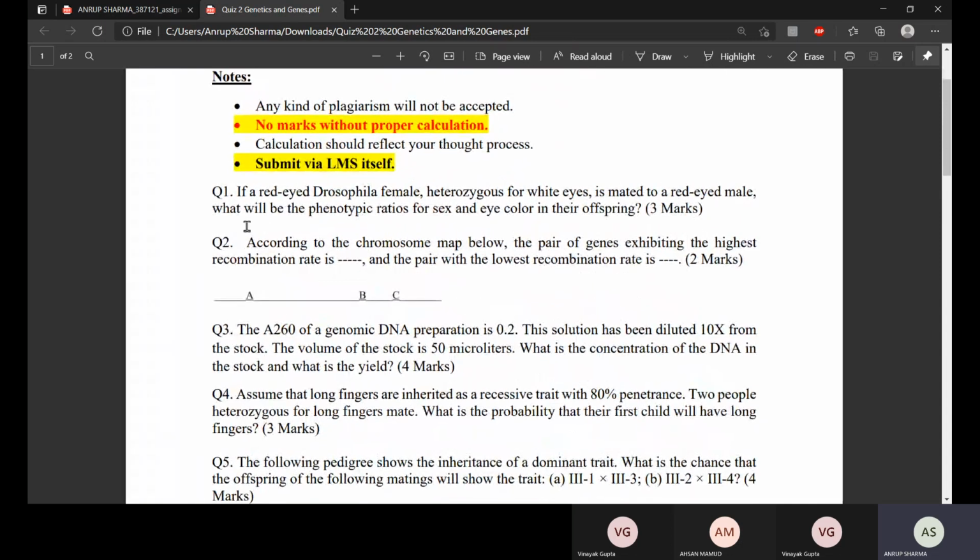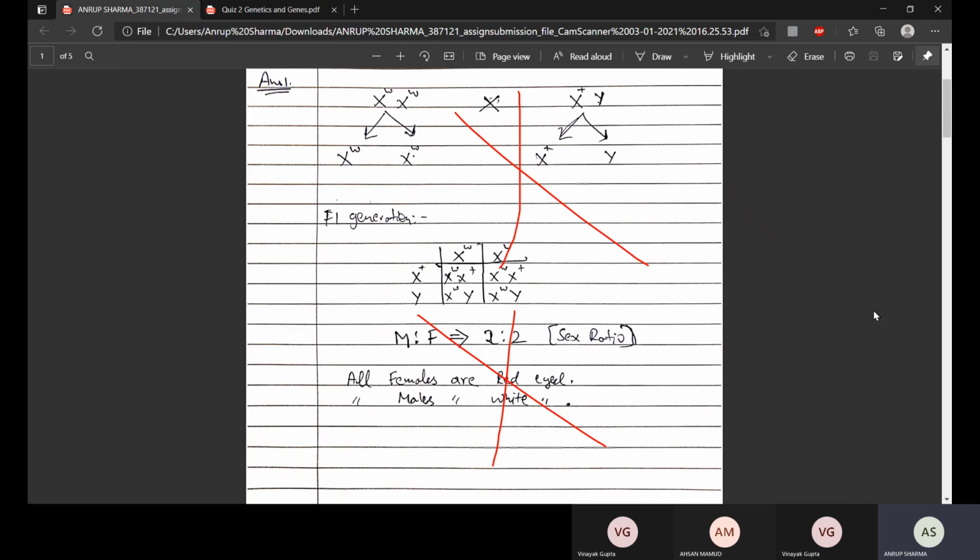So here the question is, if a red-eyed Drosophila female is heterozygous for white eyes. Can you go to your solution? Yes. So here, see the genotype of your female fly. You have written it as homozygous, right? Based on that, it is going to affect a lot, and ultimately that answer is wrong.